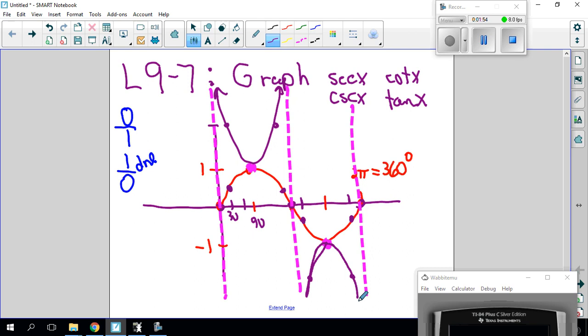There we go. Approach the asymptotes. Do a better job than me. Here we go. Don't go over them. Whoa. Approach them. Approach them. Okay, so basically that's the graph.